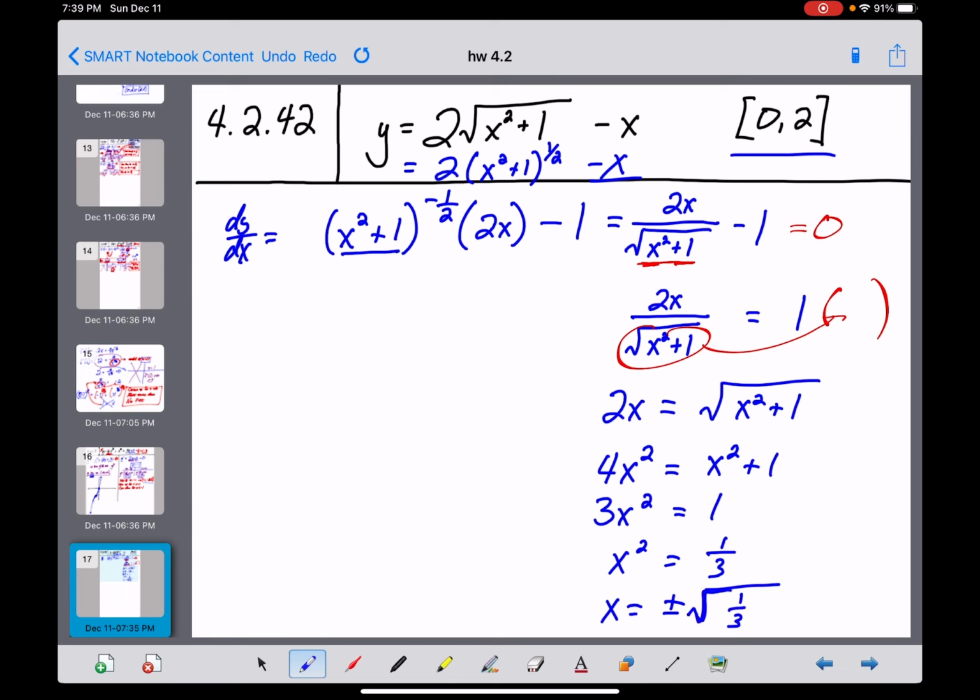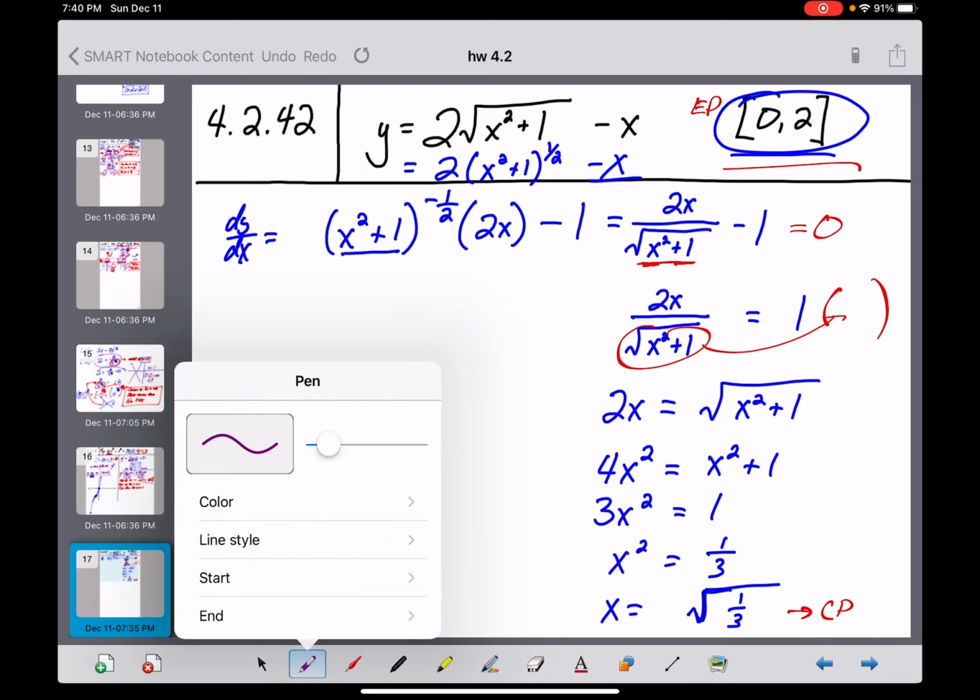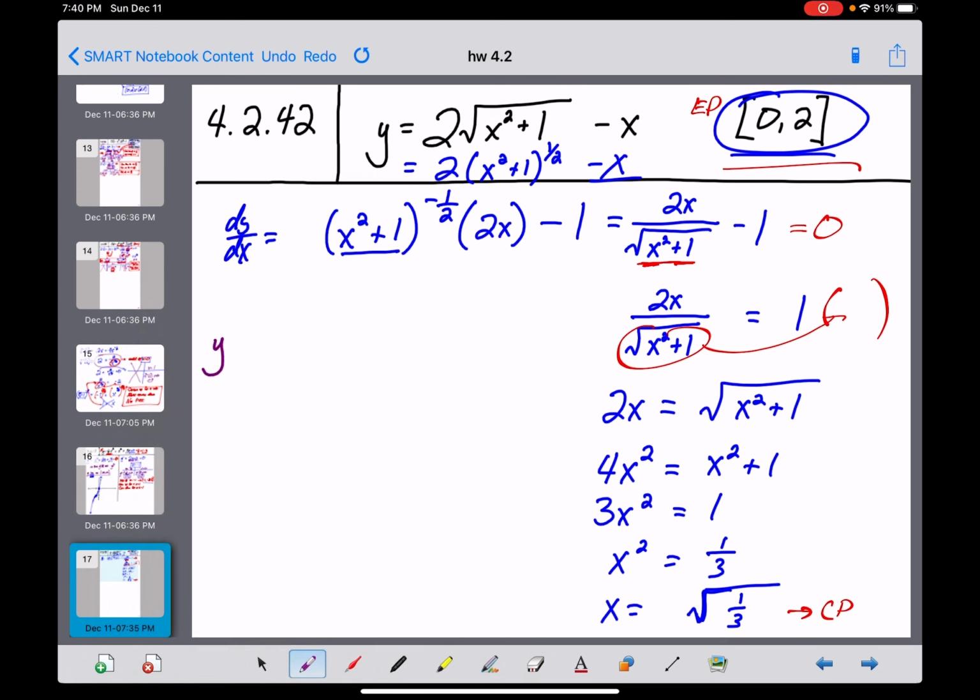So there's two critical points we got here. However, looking at our domain from 0 to 2, I can throw out the negative and just focus on the positive square root of 1/3 there. So right here, we have our two endpoints. Here, this is the one and only critical point that we got inside this domain. So now, I think it's time to go ahead and start evaluating this function, y, at our left endpoint, which is 0, at our one critical point, which was the square root of 1/3, and then at our right endpoint, which is 2. And that's what we've got right here.